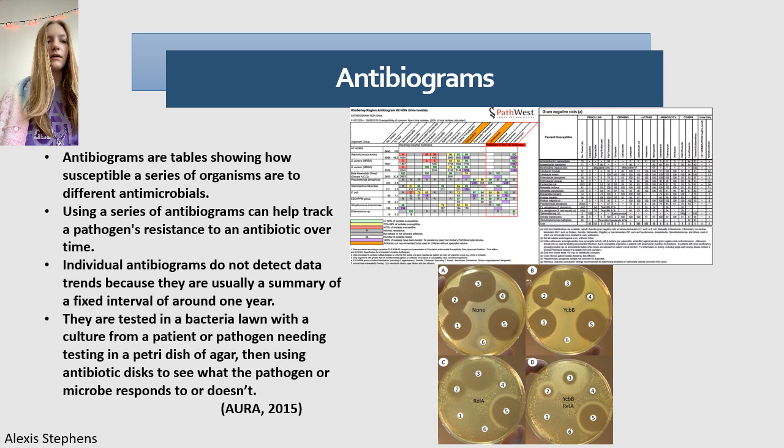Antibiograms are tables showing how susceptible a series of organisms are to different antimicrobials. Using a series of antibiograms can help track a pathogen's resistance to an antibiotic over time. Individual antibiograms do not actually detect data trends because they are usually a summary of a fixed interval of around 1 year. They are tested in a bacterial lawn with a culture from a patient or pathogen needing testing in a petri dish of agar, then using antibiotic discs to see what the pathogen or microbe responds to or doesn't.